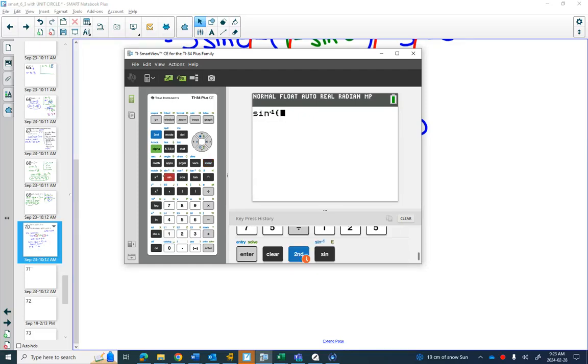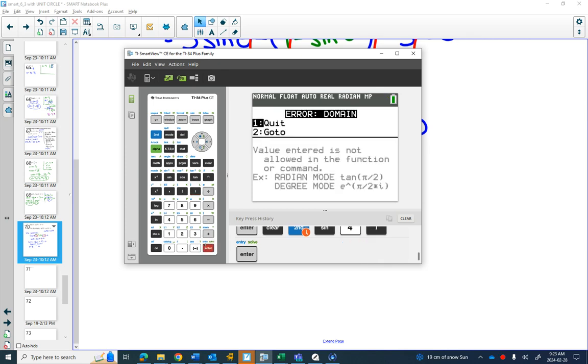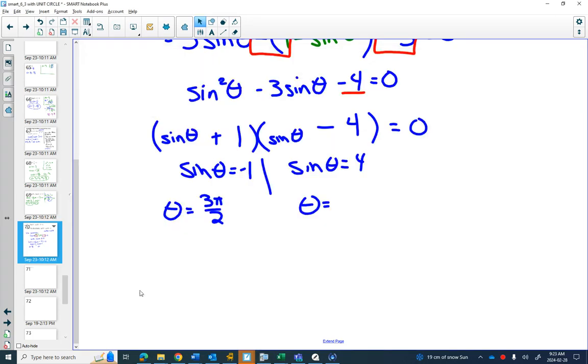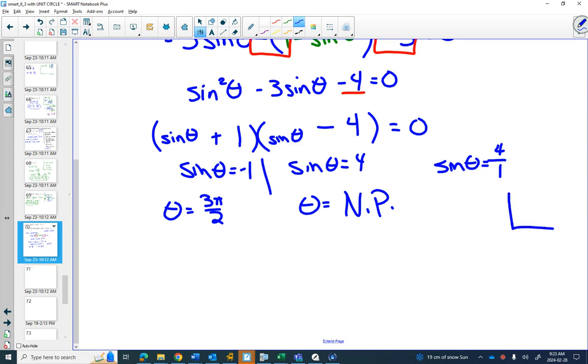Oh, look at this. Sine inverse of 4, error. How could I have known it was an error without my calculator? This side is going to be not possible. And it goes back to grade 10 math. If sine of theta is 4 over 1, can you draw me a triangle with theta with the opposite side 4 and the hypotenuse 1? Like, that makes no sense. The hypotenuse is always the longest one.